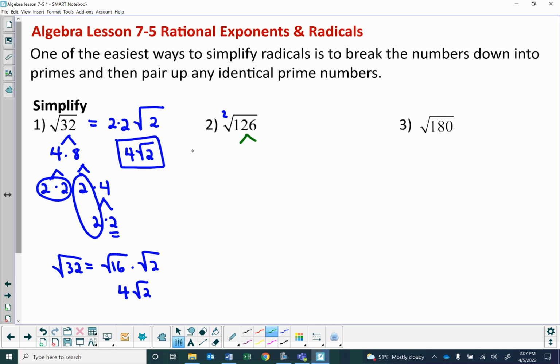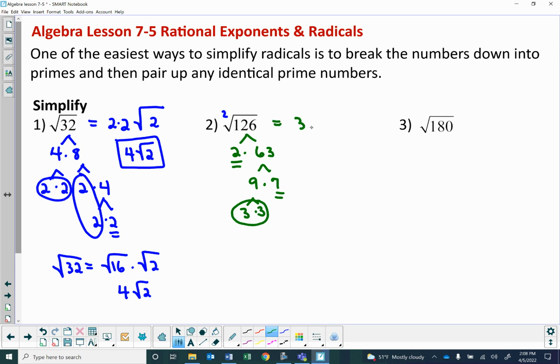Okay? I know that 126 is even, so I know it's divisible by 2, so it's 2 times 63. 63 is 9 times 7. Okay, and 9 is 3 times 3. So I pair up my 3s. 7 doesn't have a pair, it's prime. 2 doesn't have a pair, it's prime. So they stay underneath. Whatever gets paired up, one of those things comes out.